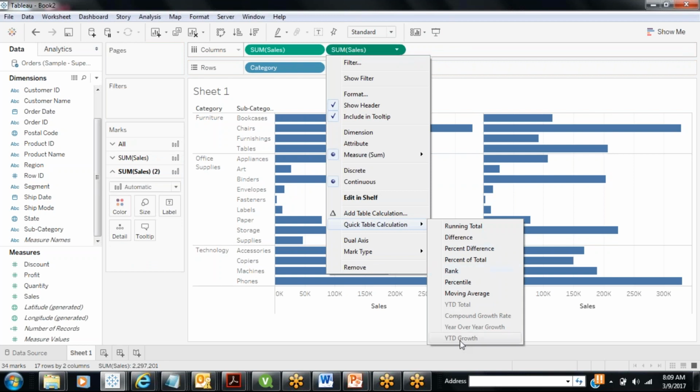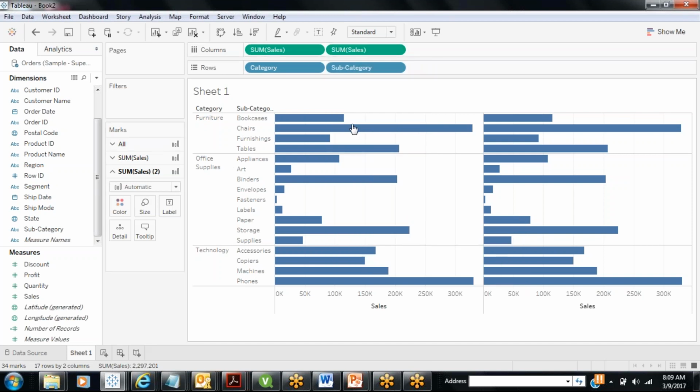Why are the rest 4 not showing? Because the names are YTD total, compound growth rate, year over year growth, and YTD growth. They are all related to year to date, compound growth rate (CGR), and YOY growth. Because in this chart we don't have any date fields, that's why they are not showing.